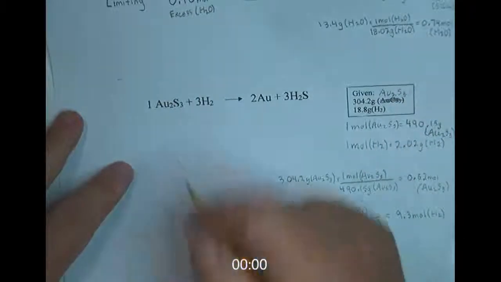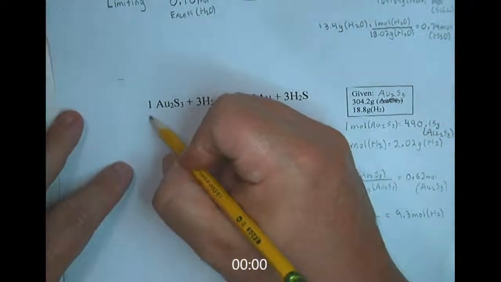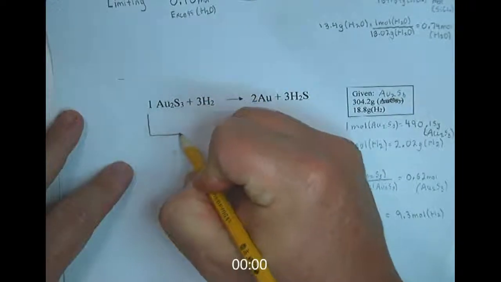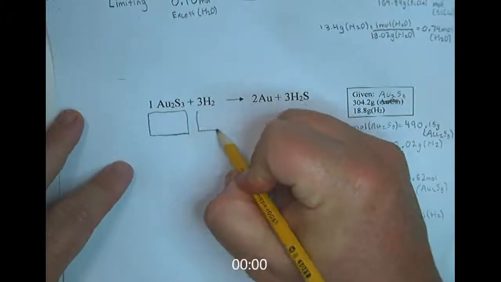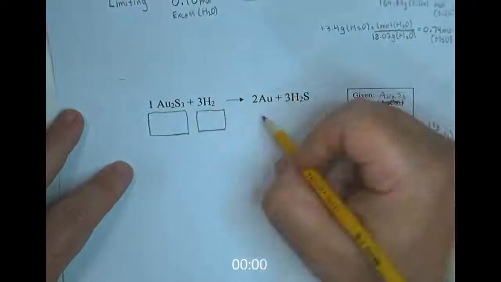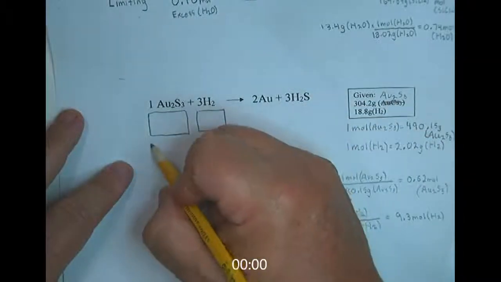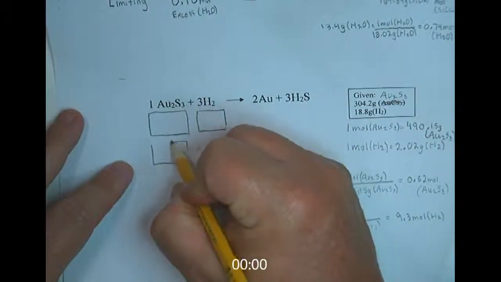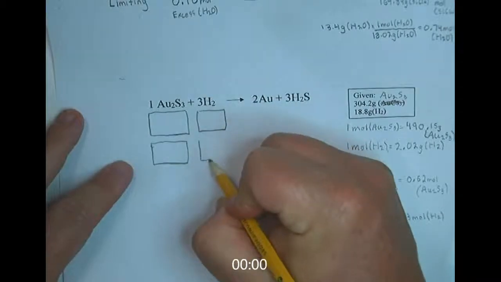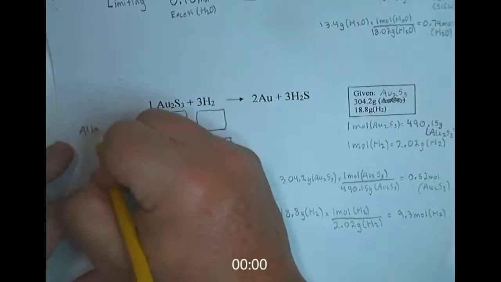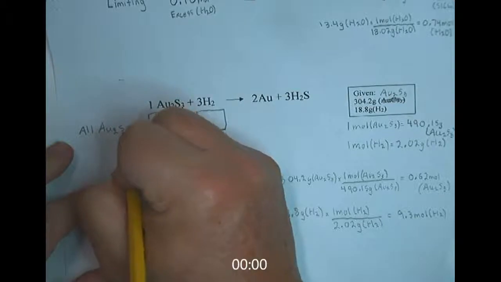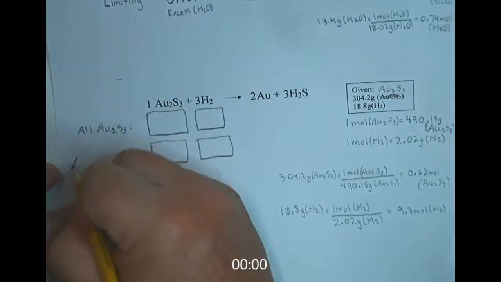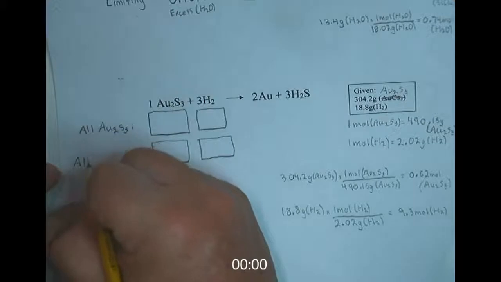So we have Au2S3. So I'm going to draw a box here. Box here. Okay, we don't know, I'm going to draw a box down here. We don't know where we're going to draw our product boxes yet until we see which reaction is going to work. Okay, so let's say we use up all of the Au2S3. Okay, and down here we're going to say, what if you use up all of the hydrogen?